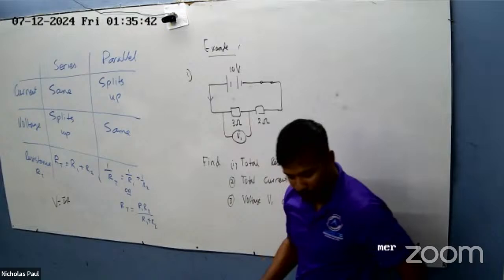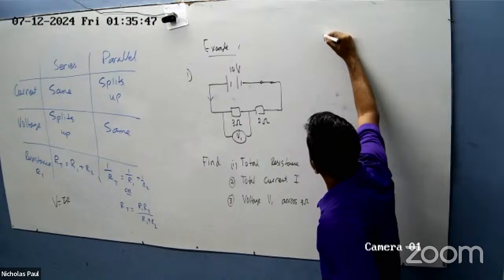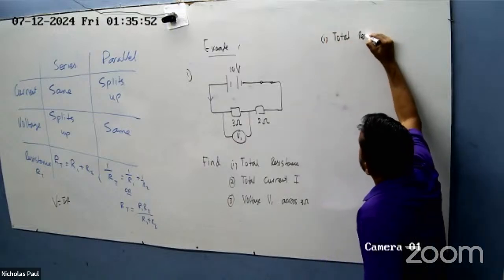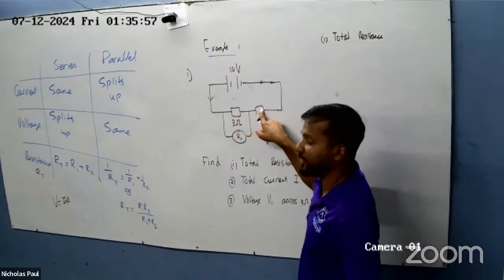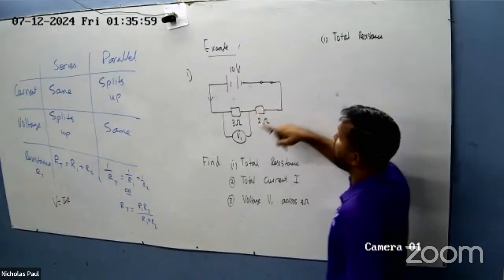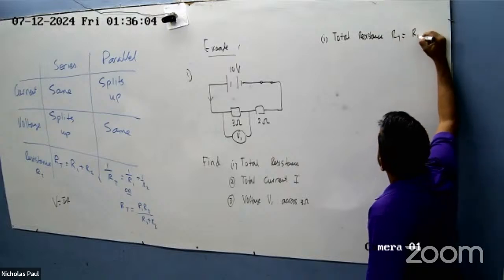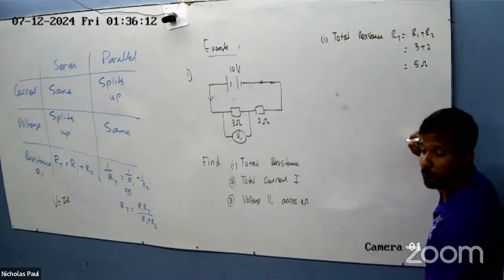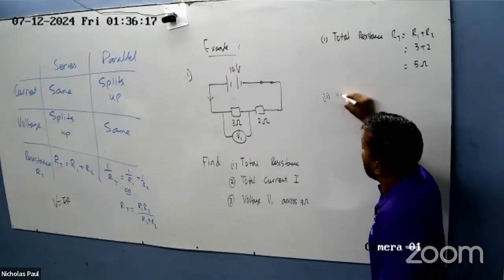All right, so let's go. First things first, let's see if we can find the total resistance. To get the total resistance, we have to figure out how the resistors are connected. These two resistors are connected in series. So we go to the series part and we see that total resistance is R1 plus R2, which is 3 plus 2, which is 5 ohms. Okay? Easy, right?